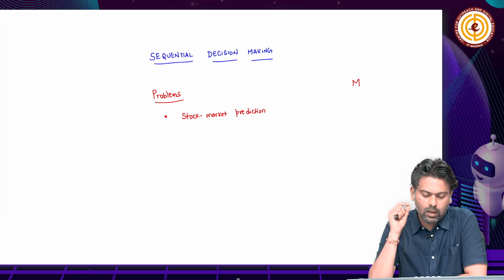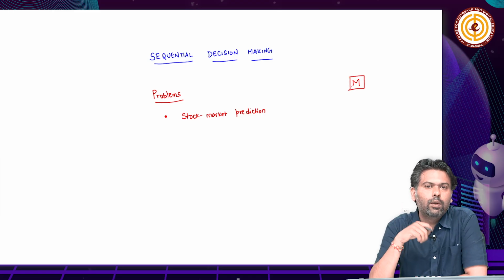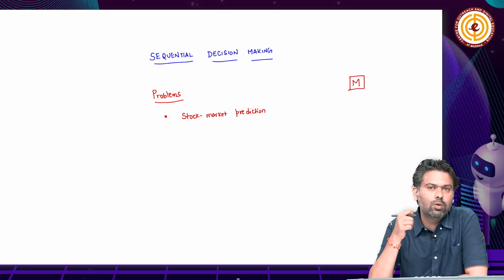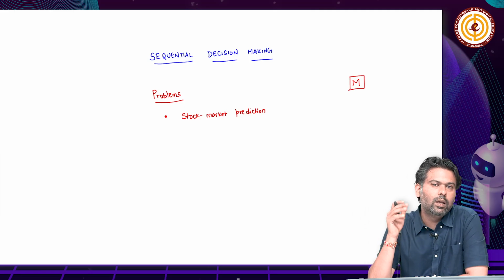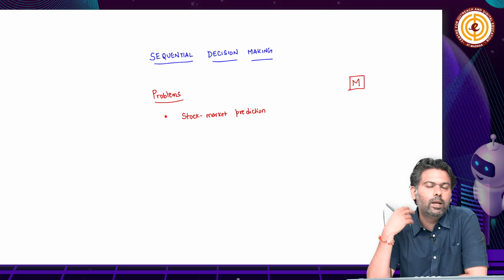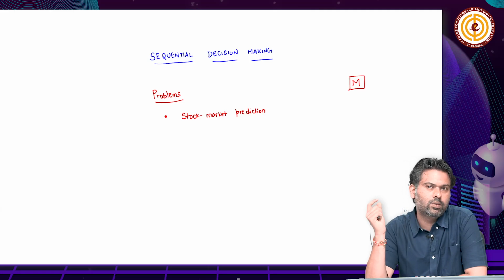So that's a decision I can make. Now the way it works is as follows. We have this company M whose stock I have to decide to invest in or not invest in every single day, right? Every morning I wake up and now I have to make a decision whether I am going to invest in this company or not invest in this company.